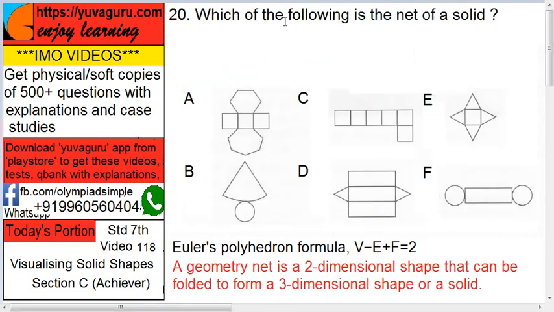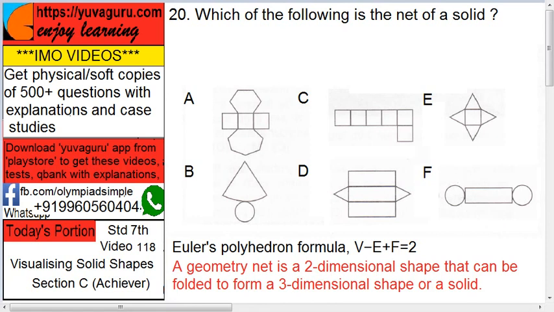Which of the following is the net of a solid? Solid means what? If all are closed. Net means two-dimensional. We have to convert it to three-dimensional. If all are closed, none of the faces should remain open or there should not be any gap in between. If you close this, it will be a pyramid. If you close this, the circle will go inside, and again a pyramid. If you close this, it will also be a prism. And if you close this, these two circles will form the circular faces. This is a tube, you can call it, with covered faces.